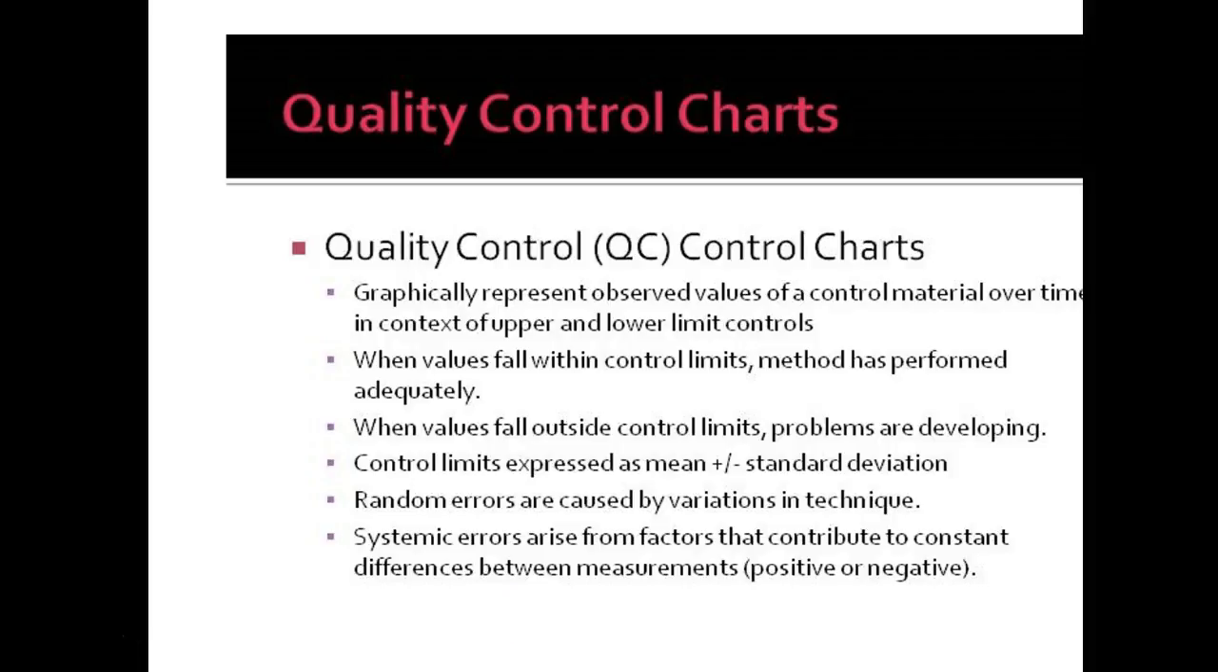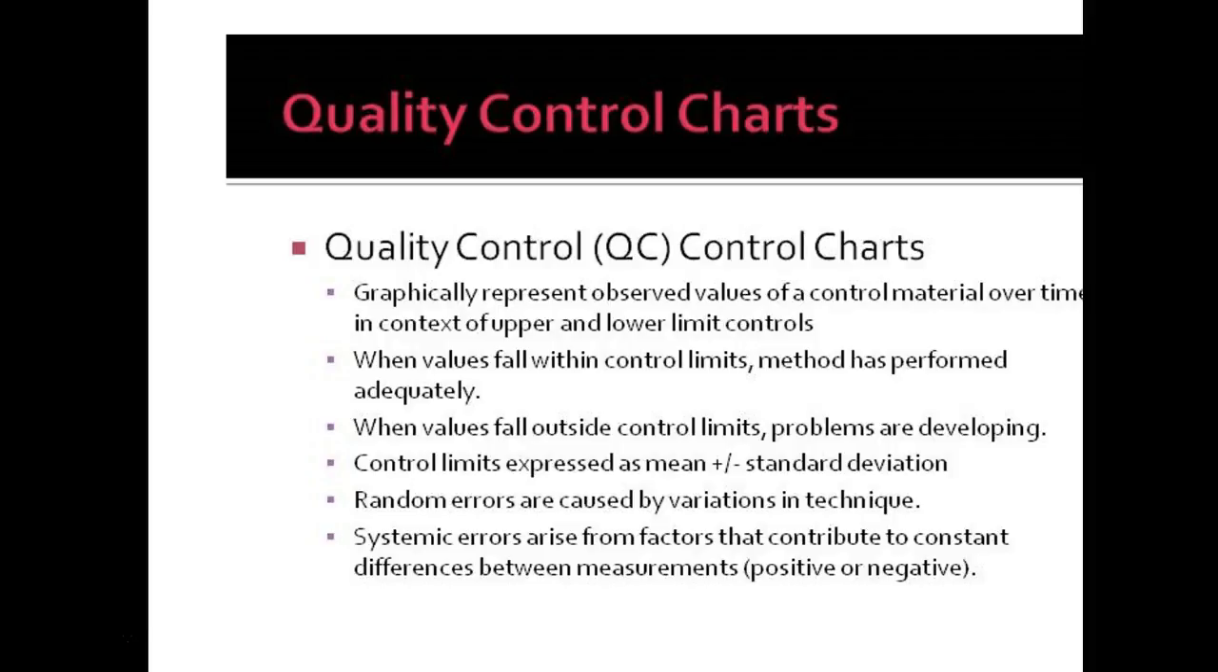Next, we're going to look at how we plot this quality control on a chart. So what we've learned is what standard deviation is, what these numbers mean, what they look like. This is where some of that's going to start to come together. This is a graphical representation of observed values of a control material over time. When the values fall within those control limits, we're very happy. When they fall outside of control limits, problems are developing that need to be fixed. We cannot report patient results with poor QC.